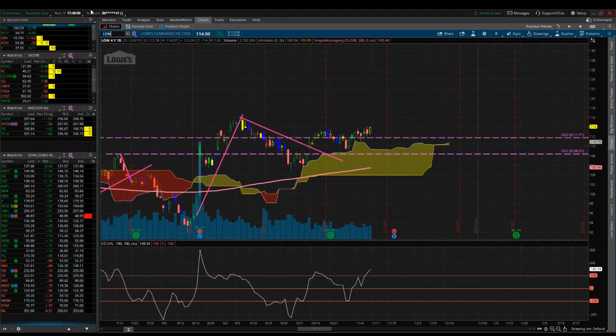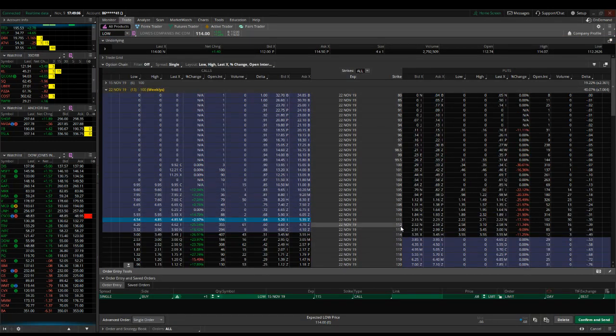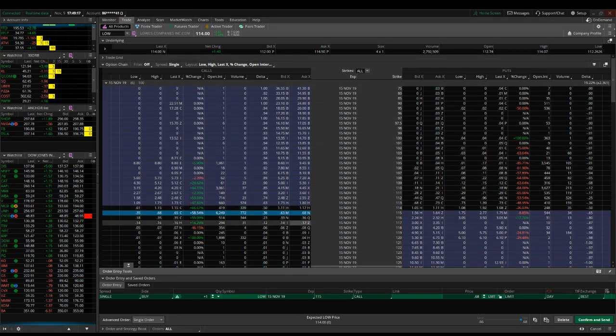I took a look at that. Earnings are the 20th, and so I like the November 22nd here, the 111s. I know they're $5, right? But they've got a nice delta on it. It's only a 2-point risk, so that's something to look at. Another thing we could look at too, of course, are this week's. And we could look at these right here.